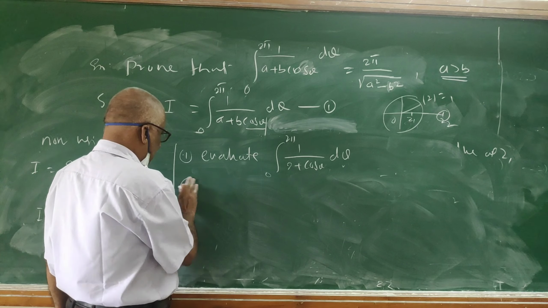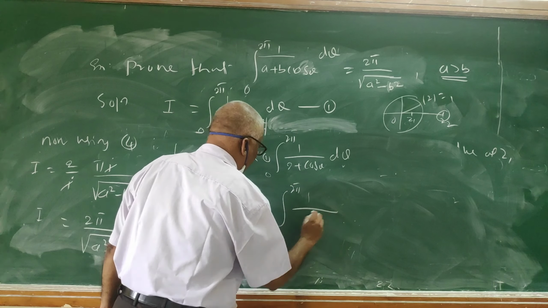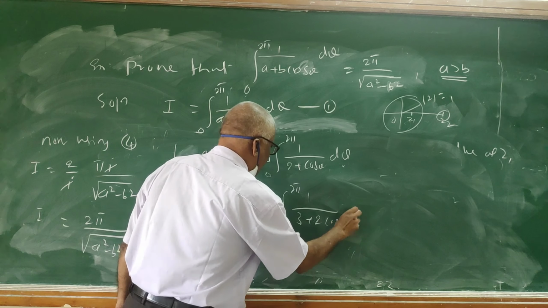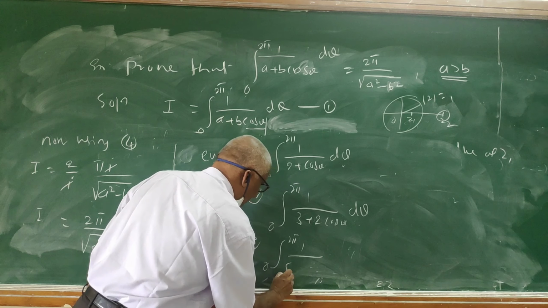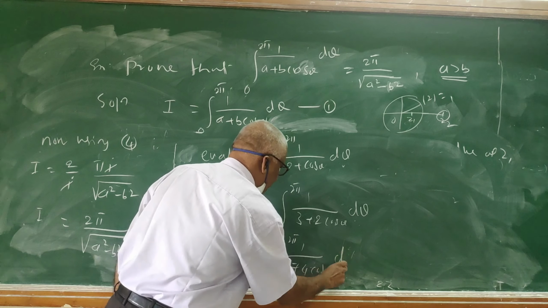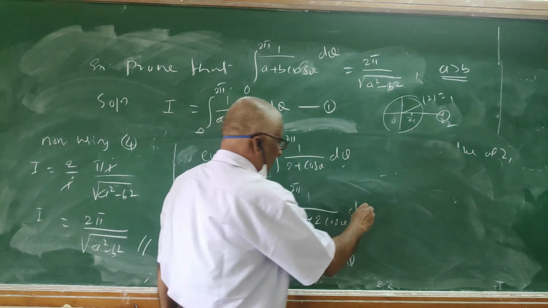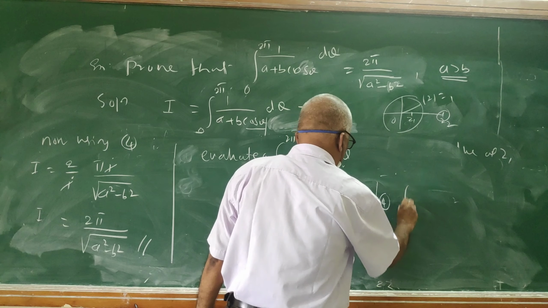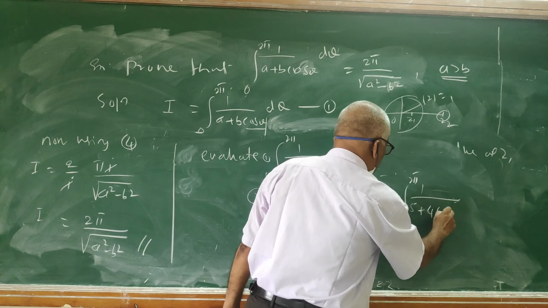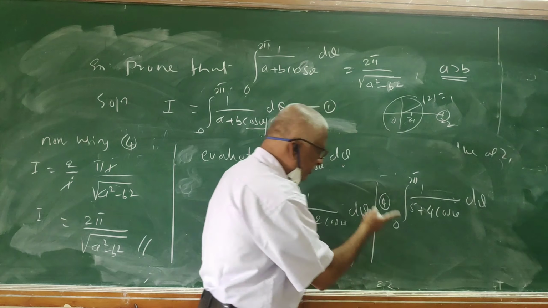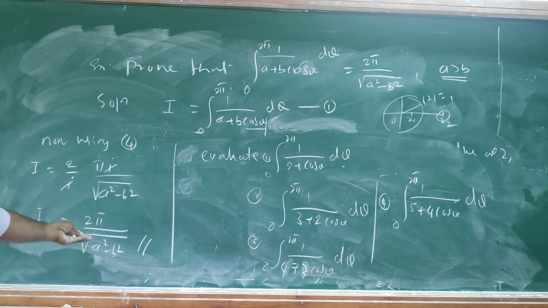Second problem: the integral from 0 to 2 pi of 1 by 3 plus 2 cos theta d theta. Third one: the integral from 0 to 2 pi of 1 by 4 plus 3 cos theta d theta. Fourth one: the integral from 0 to 2 pi of 1 by 5 plus 4 cos theta d theta. See that in all these problems always A is greater than B. So go on changing A and B, and you will automatically get the value of the line integral.